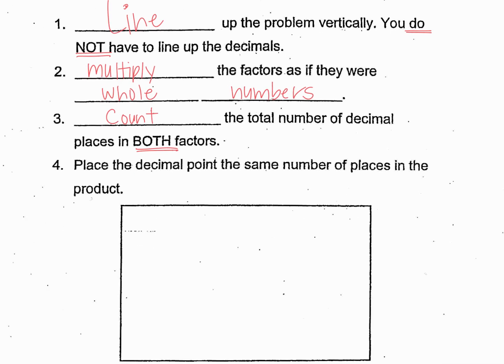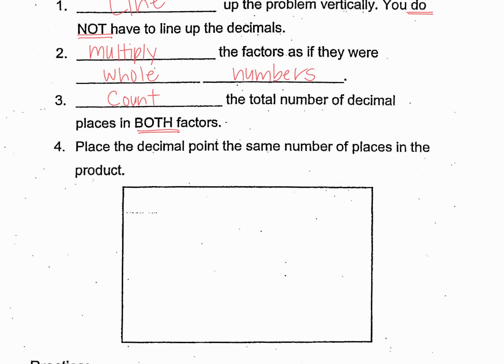So let's look in this box. We're going to copy down this problem. So I'm going to give you 35.7 times 0.63. What I'm not going to do is line up the decimals. I'm actually going to write 0.63 underneath. Notice how I line up my digits, not my decimals.